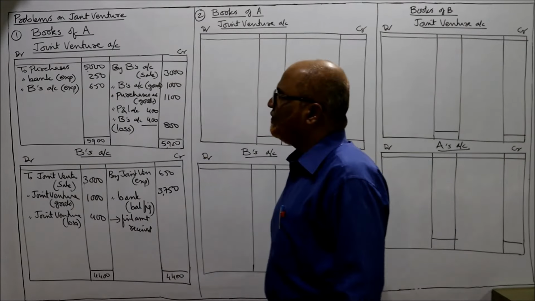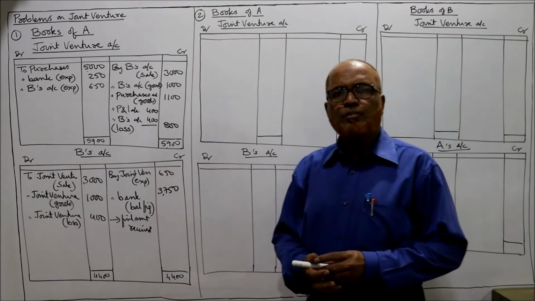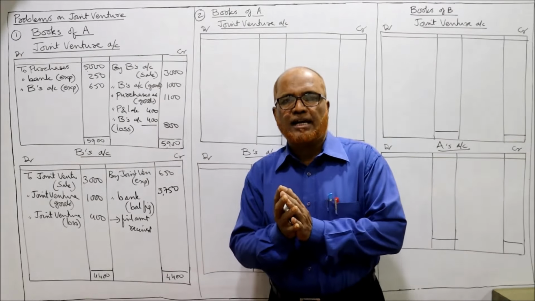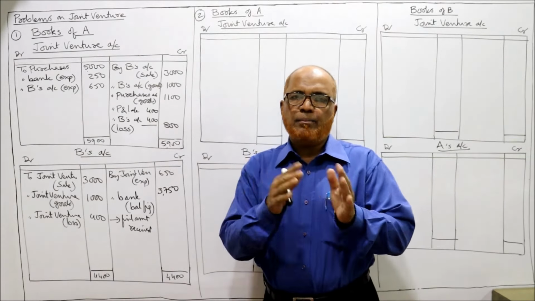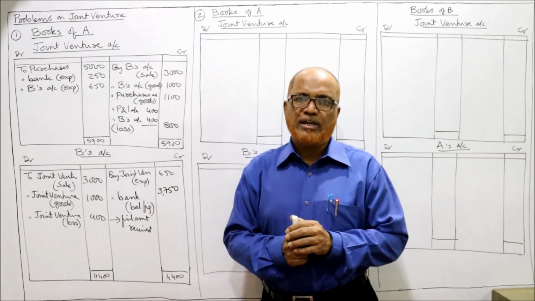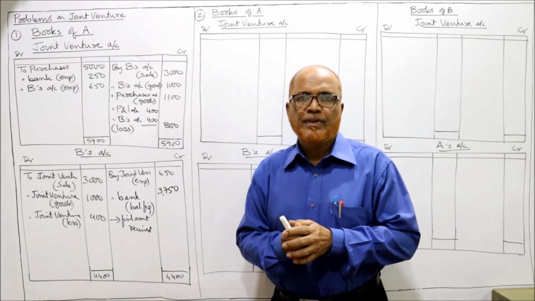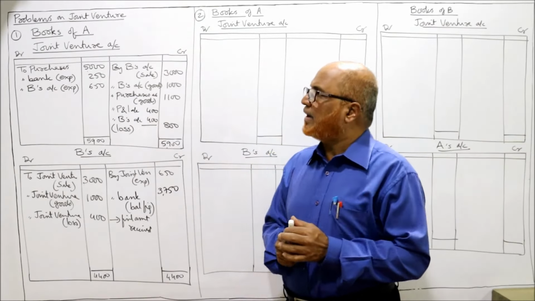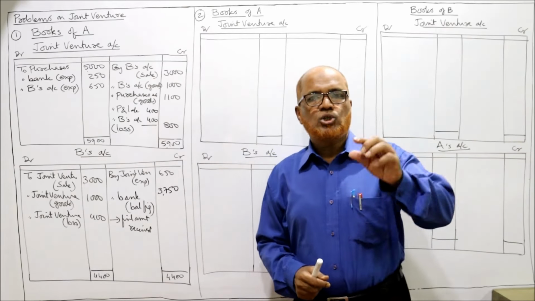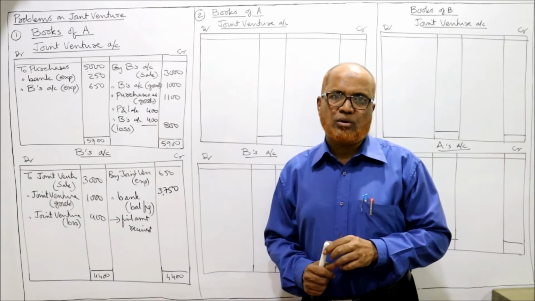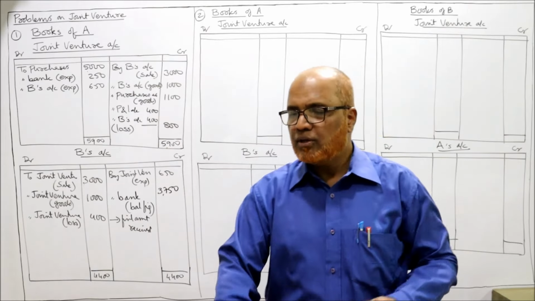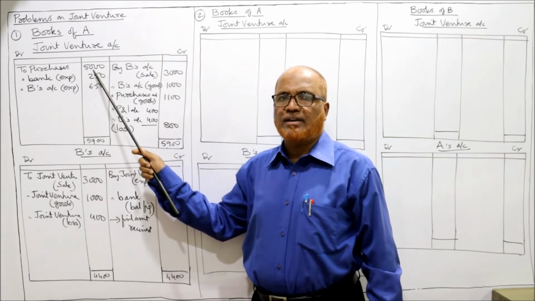This is the end of the first problem. Again, I'll explain so that you can be able to understand here. There are two co-venturers A and B. A and B enter into a contract of joint venture to supply the timber. A supplied timber worth rupees 5,000. So entry will be joint venture account debit to purchases account. तो joint venture को debit कर दिया to purchases 5,000.